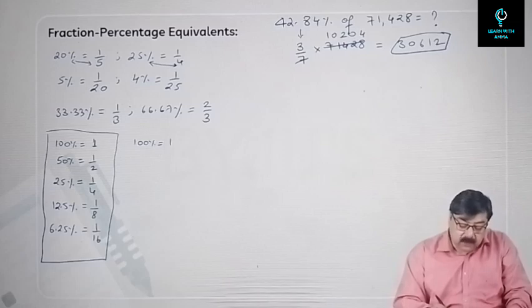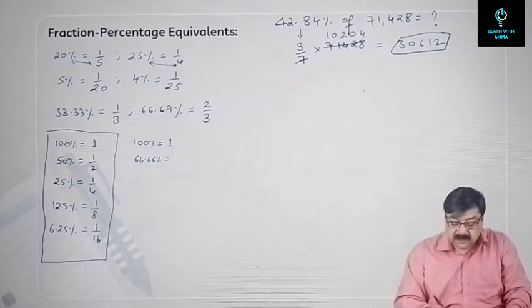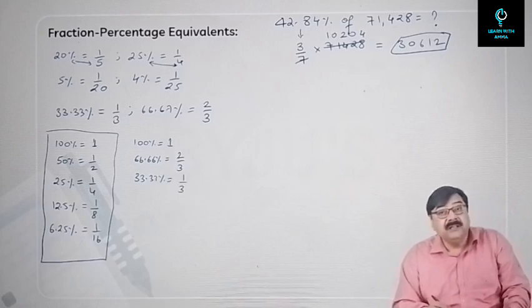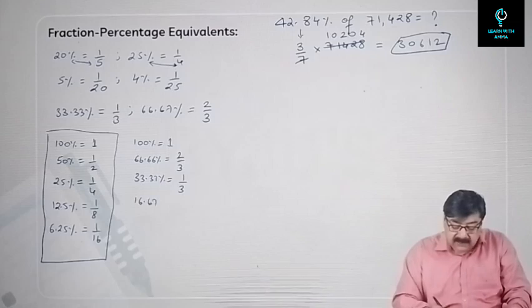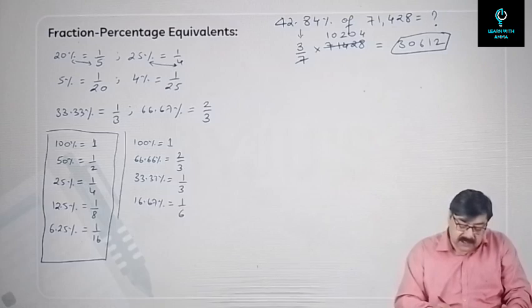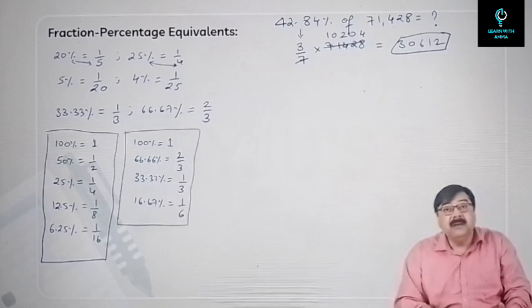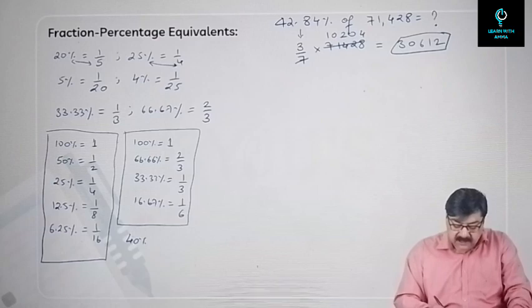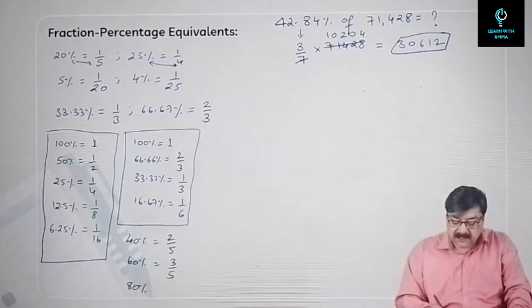Now, let us have a look at another group. 100% is 1. 2/3 of that is 66.66%. That is 2 by 3. 1/3 of 100% is 33.33%. Let us say this is 1 by 3. Now, half of 33.33% is 16.67%, and half of 1 by 3 is 1 by 6. So this is another important group that you should remember. Now, moreover, 40% we know is 2 by 5, 60% we know is 3 by 5, 80% is 4 by 5.